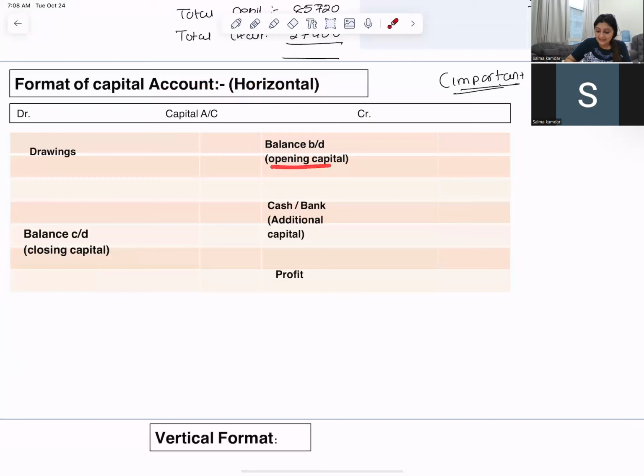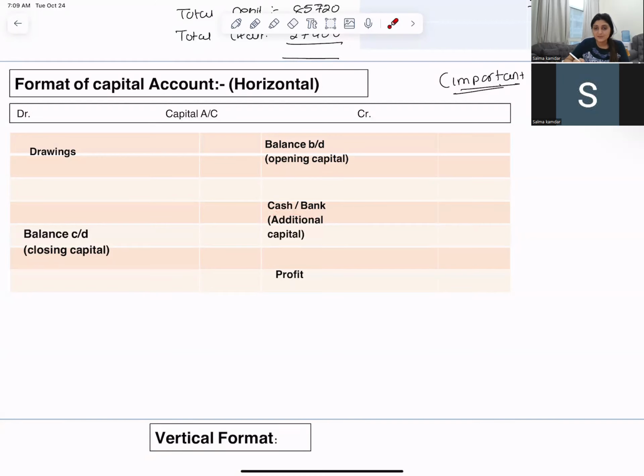When I am writing capital, this is only for my reference. In my account, I will write balance brought down and I should understand it represents opening capital. Closing capital on the opposite side. I will write balance carried down on the opposite side, that means on the debit side. And I should understand that this represents closing capital. Drawings will appear on the debit side. If there is any additional capital, it will be below the opening capital and I will write as cash bank.